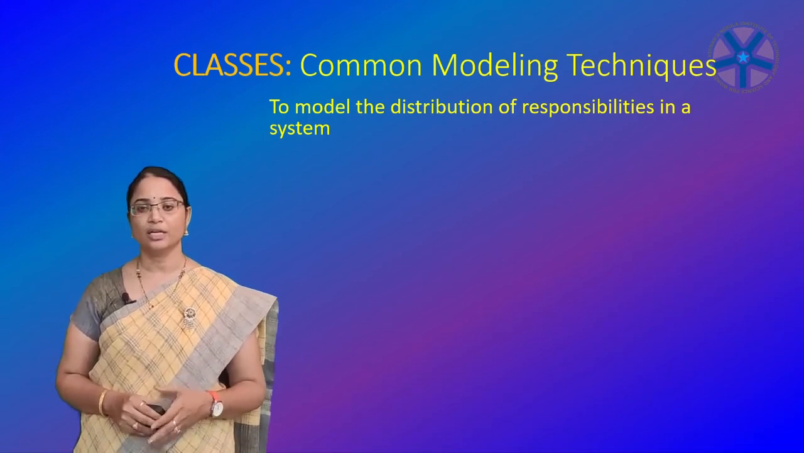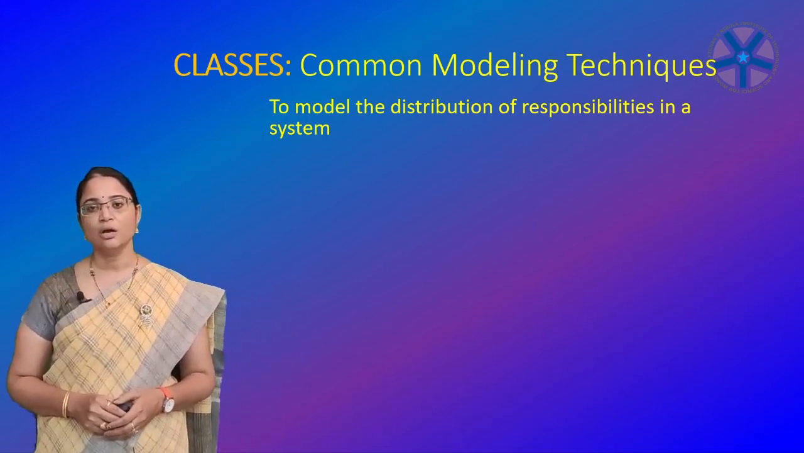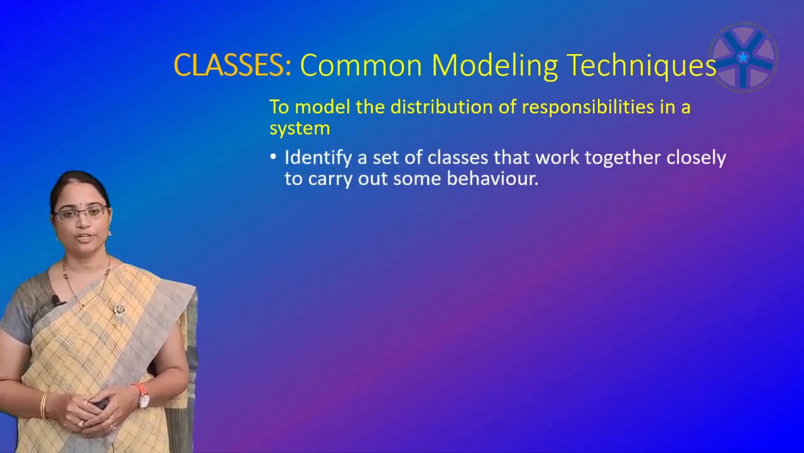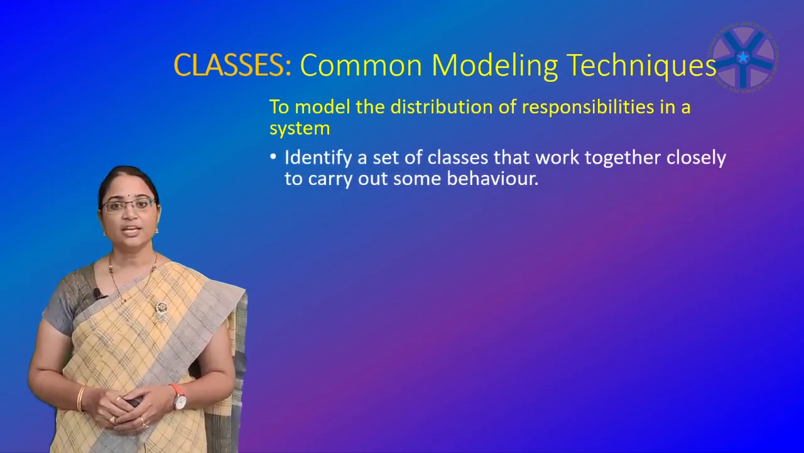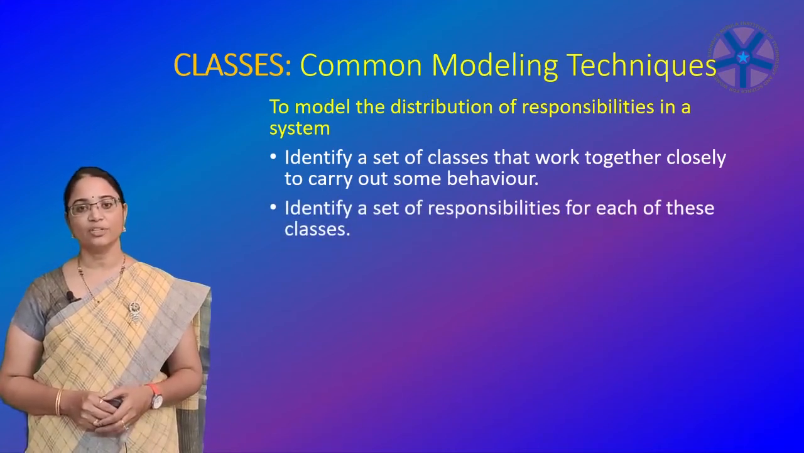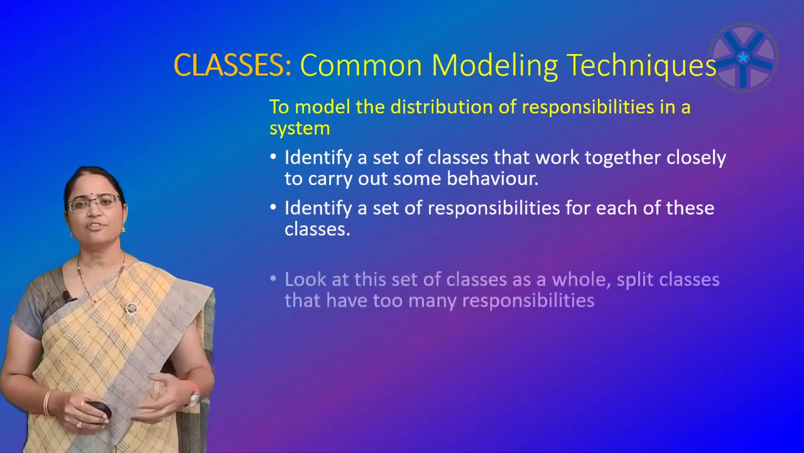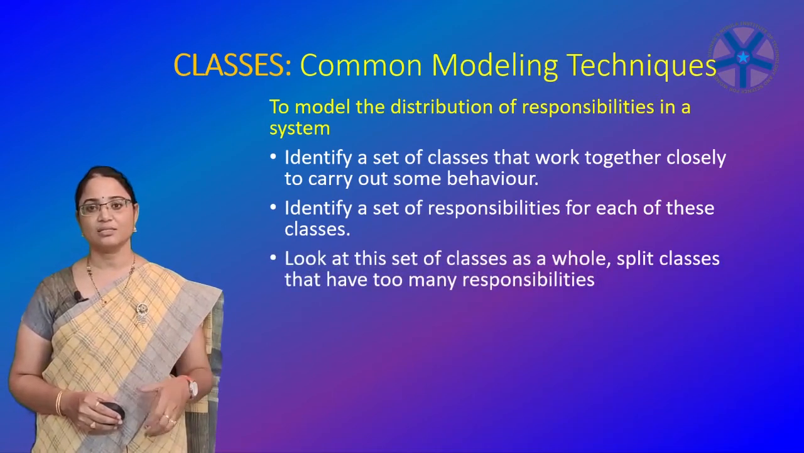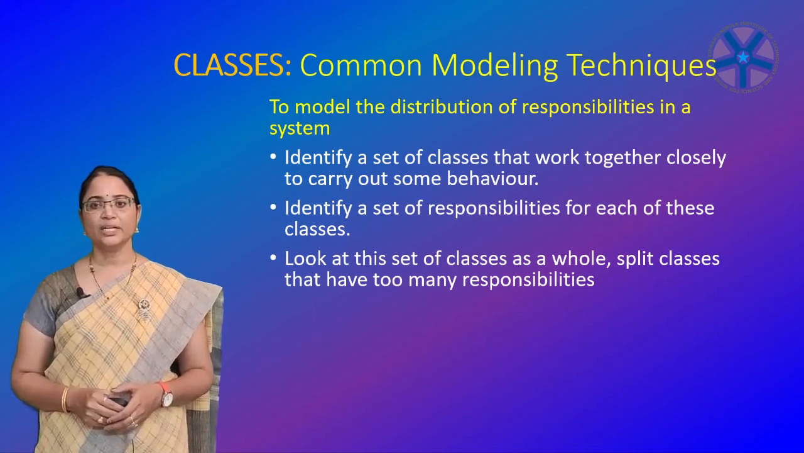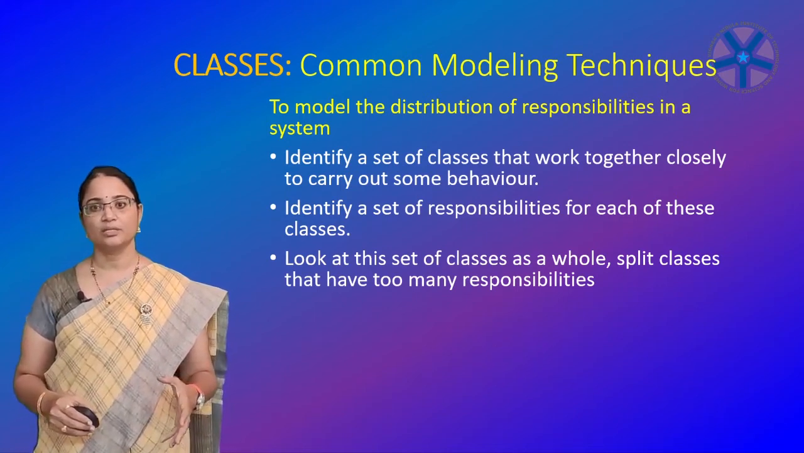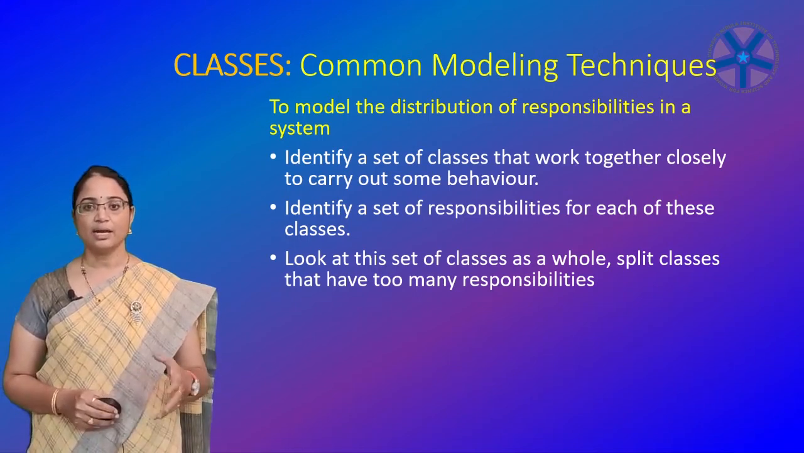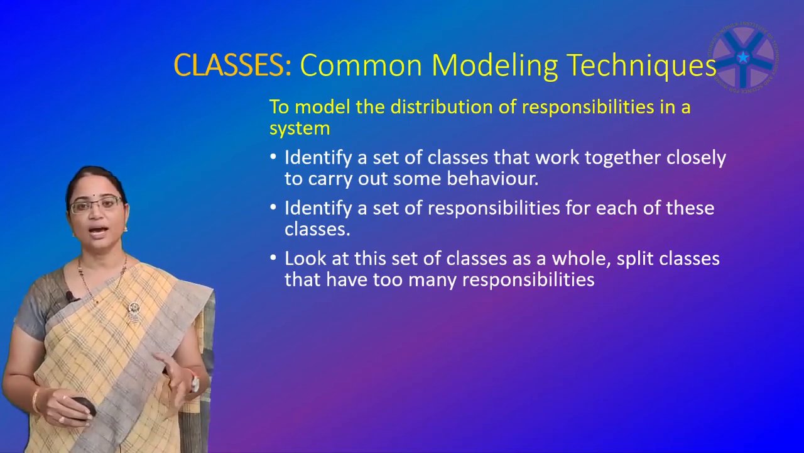How do you do that? That can be done by how to model the distribution of responsibilities in a system. So what are the points regarding that? Identify a set of classes that work together closely to carry out some behavior. Identify a set of responsibilities for each of these classes. Look at this set of classes as a whole. Split classes that have too many responsibilities into smaller abstractions. Collapse tiny classes that have trivial responsibilities into larger ones.